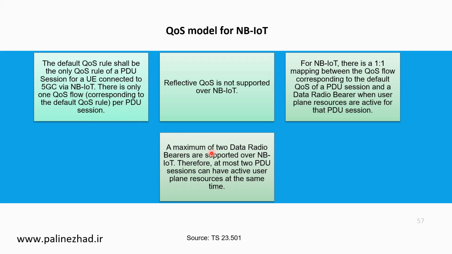The next one is a maximum of 2 data radio bearers are supported over NB-IoT. So here we have one-to-one mapping between data radio bearer and PDU session, and the maximum number of data radio bearers is 2. And because it's one-to-one mapping, the maximum PDU sessions is also 2. So therefore, at most 2 PDU sessions can have active user plane resources at the same time. These are the changes of NB-IoT in 5G for QoS.